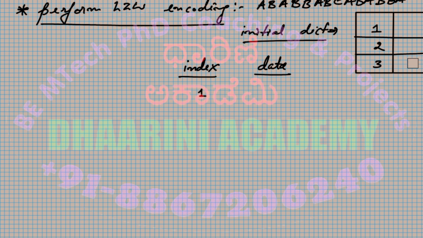Because the data given is in capital letters, we'll write that. So there's A, B, C: 1 for A, 2 for B, 3 for C. This is given. All right, so now the encoded data I'll write here.